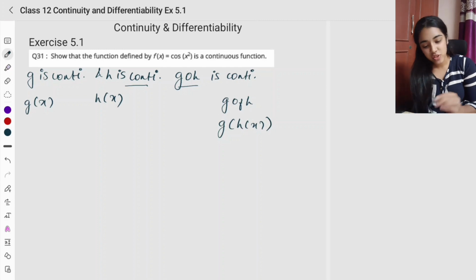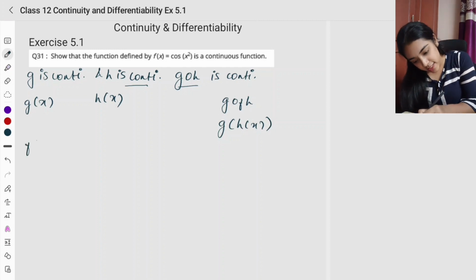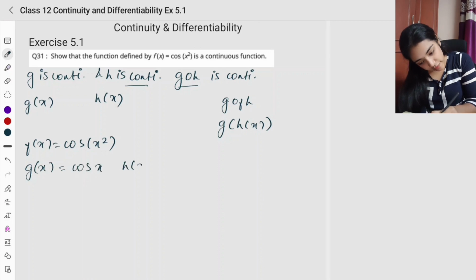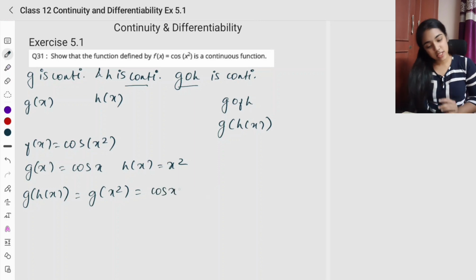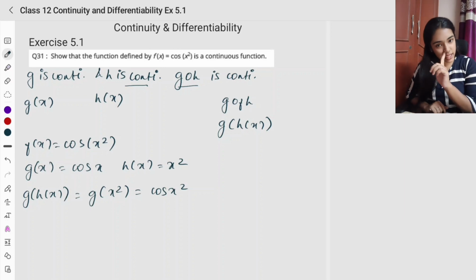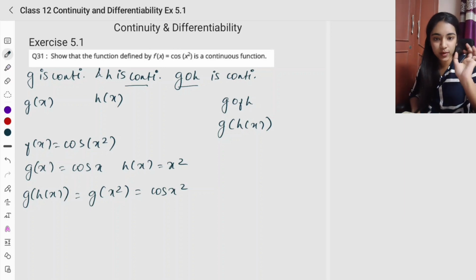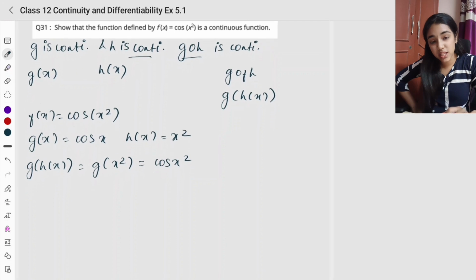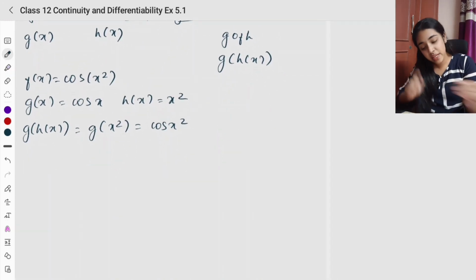This is the representation. So in that I have f of x is cos of x square. I can rewrite it as g of x is equal to cos x and h of x is equal to x square. So what is my g of h of x? It is going to be g of x square, which is going to be cos x square. So I got my function back. So I have to prove that cos is a continuous function and x square is a continuous function. We have proved that cos is continuous in many cases. You remember?